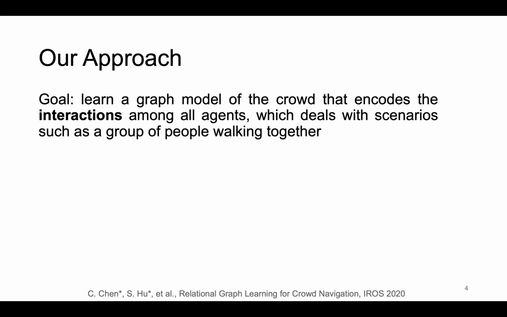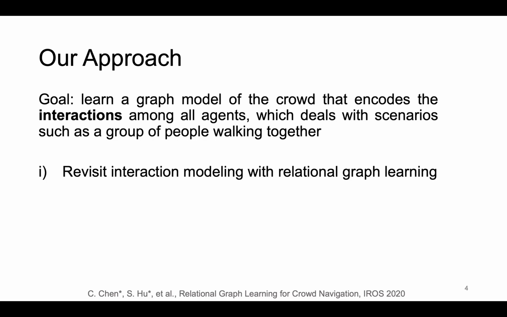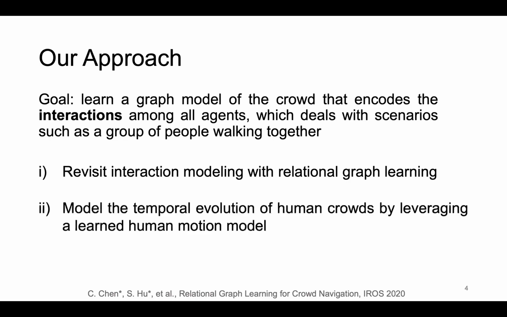To address this issue, we propose a graph-based approach that encodes interactions among all agents. This approach can very well deal with complex interactions, such as a group of people walking together, which presents strong spatial connections, and it cannot be handled by previous works. Our contributions are twofold. First, we revisit interaction modeling in crowd navigation with relational graph learning. In addition, our approach also models the temporal evolution of human crowds by leveraging a learned human motion model, which leads to better prediction of free space and paths.